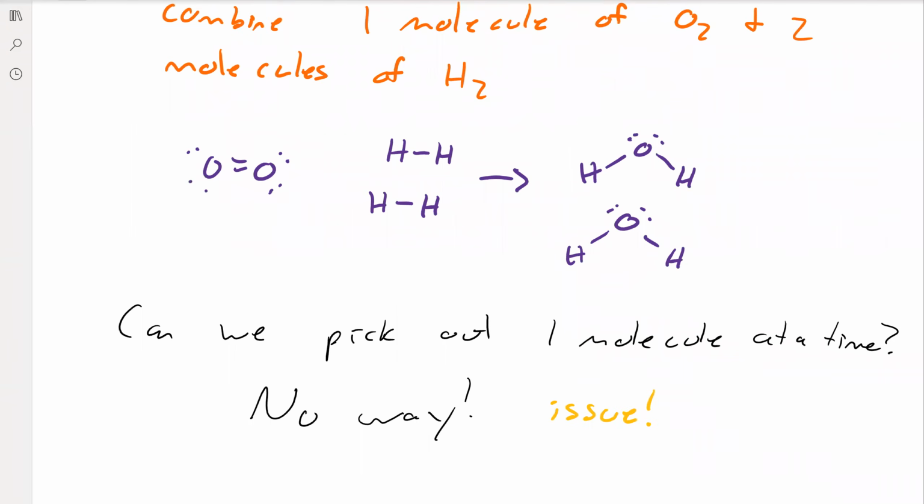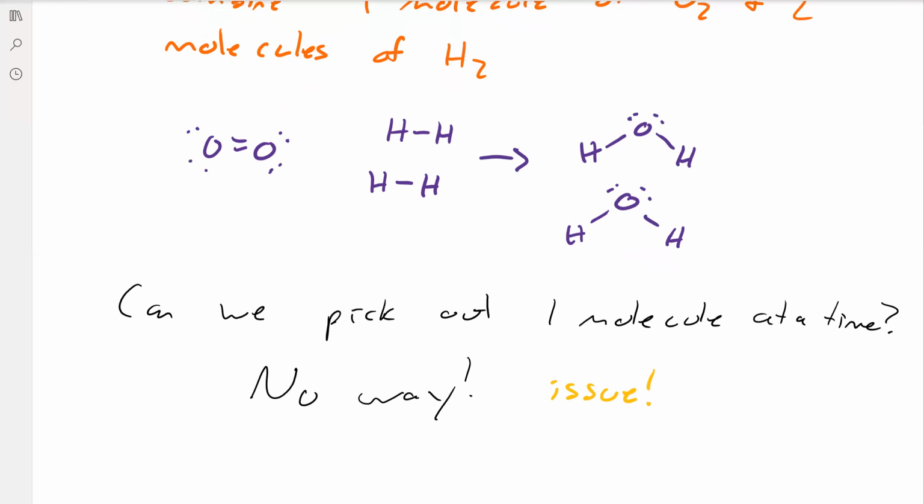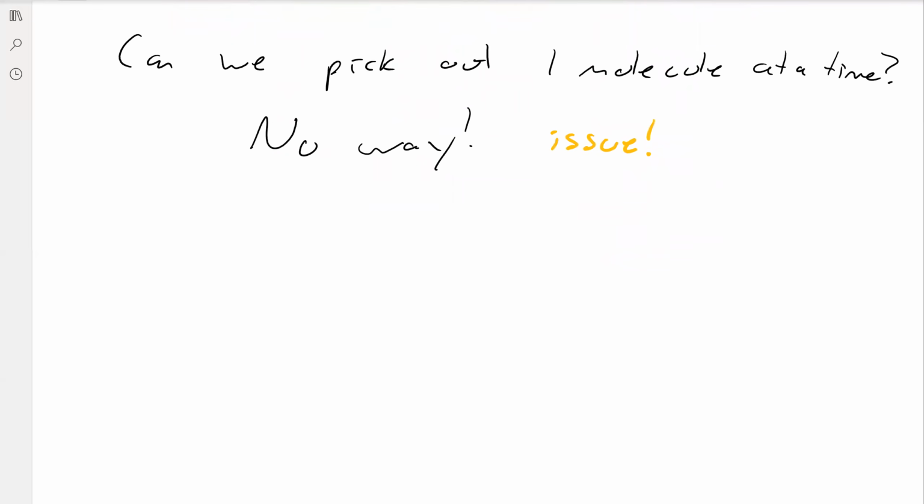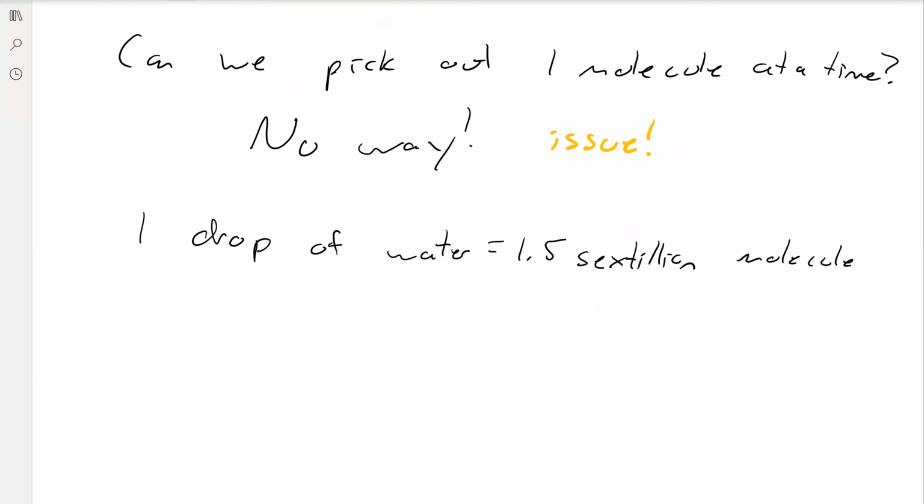So these atoms and these molecules are just incomprehensibly small. I mean, they're just absolutely tiny. So anytime we deal with chemistry, we are dealing with huge, huge, huge numbers of atoms, which just makes the math a little bit trickier and just makes it conceptually a little bit more tricky. So for example, one drop of water, which is not a lot at all, contains 1.5 sextillion molecules of water. And that's 1.5 times 10 to the 21st, right?